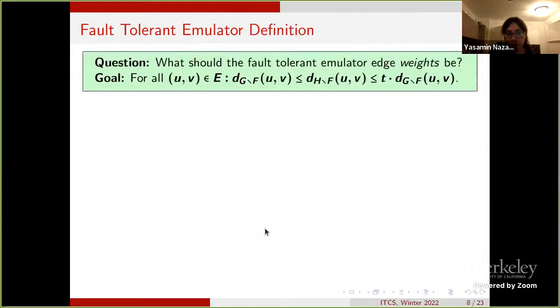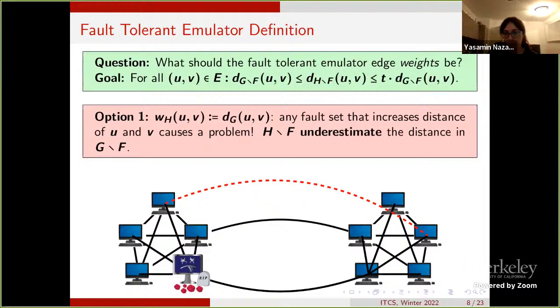So what are our options? The first option that comes to mind is what we would do when we construct emulators classically. So we set the edge weights for any edge that we add to be the distance between the endpoints. The problem with this definition is that as soon as there's any fault set that increases the distance between U and V, this is going to cause a problem for correctness. We're basically going to get an underestimate if we set the weights this way.